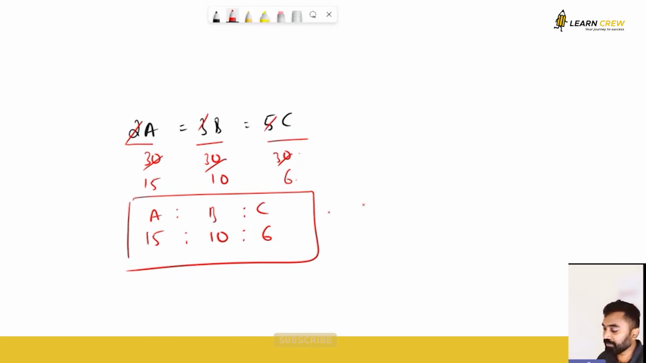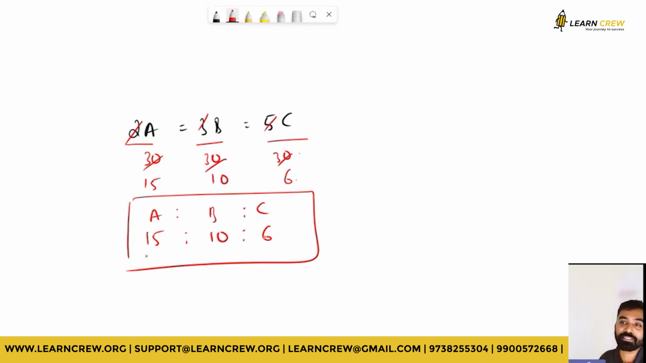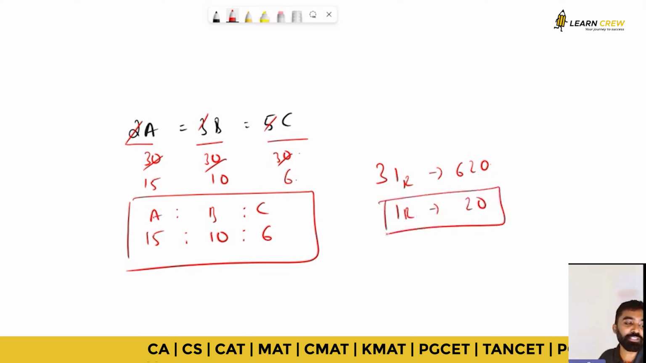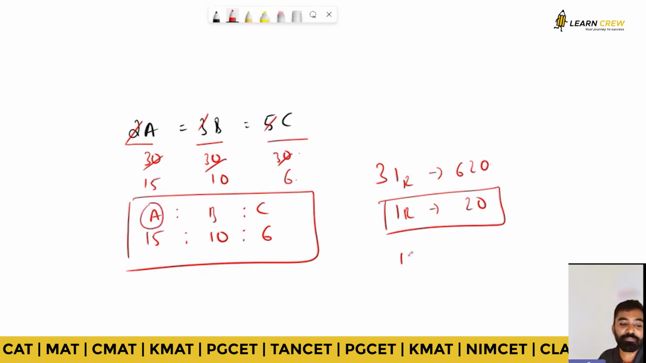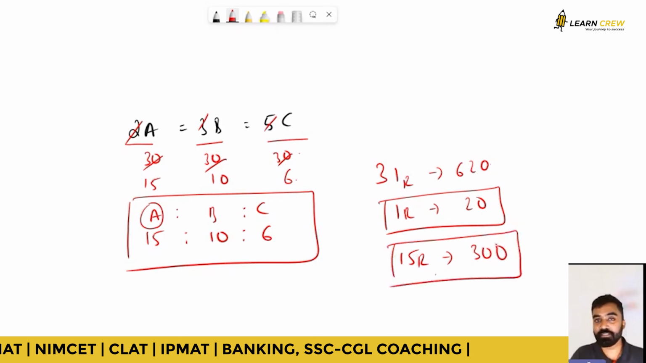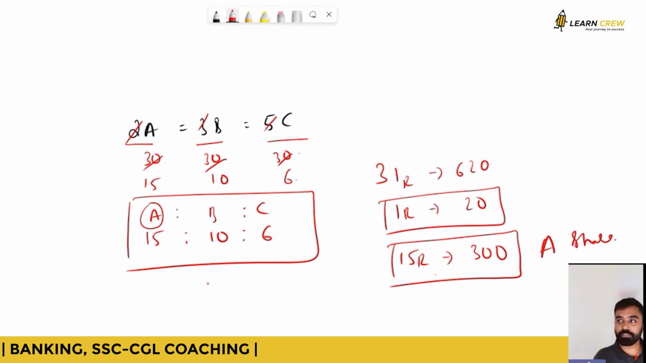For this ratio, what have they asked? They have divided 620 between them. Find the share of A. So 15 plus 10 is 25. 25 plus 6 is 31. So 31 ratio is equivalent to 620. So single ratio is 20. If single ratio is 20, they have asked you to find A value. A is nothing but 15 ratio. So 15 into 20 is nothing but 300. This becomes your A share. Clear or any doubts? Clear. Online, any doubts? Yes, sir.